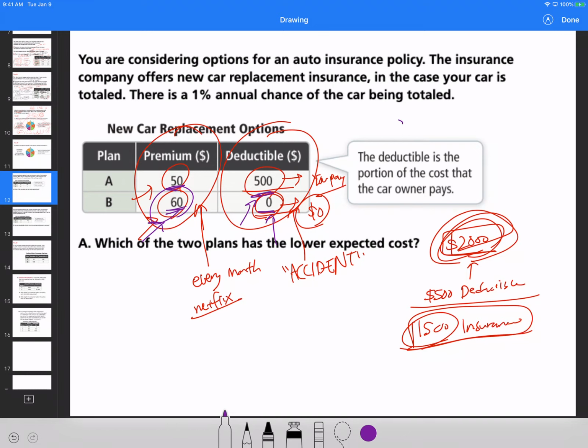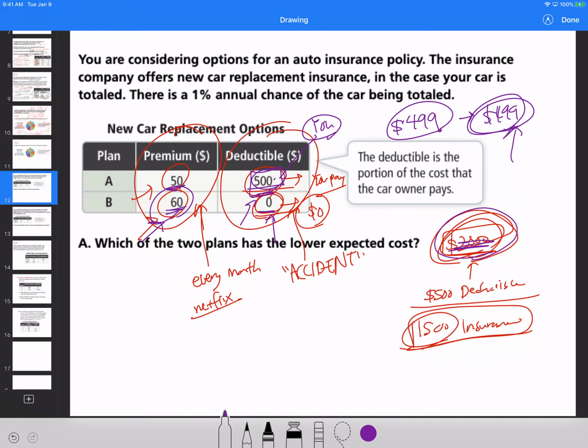Now, what if the total damage to the car was $499? Well, it means that you're subject to paying $499, because your deductible goes up to $500. The deductible is the amount that you are subject to paying. The max amount of deductible that you have to pay out of your pocket is $500. So if the damage to the car was less than $500, let's say for example $499, you're subject to paying for the whole thing. If it was more than that, let's say $2,000, then you only pay $500 and the insurance covers the rest.